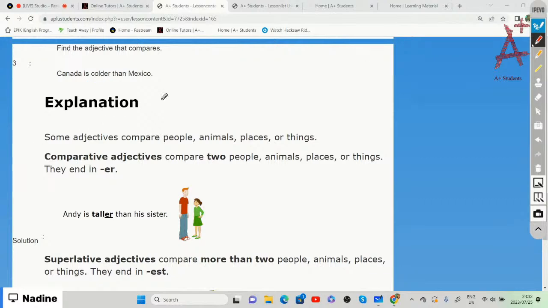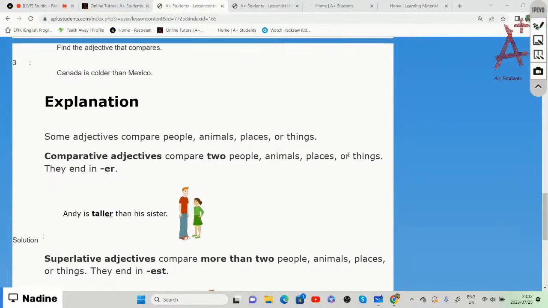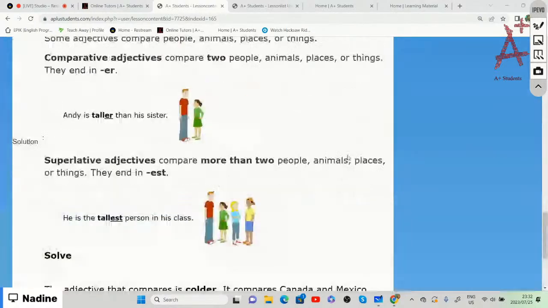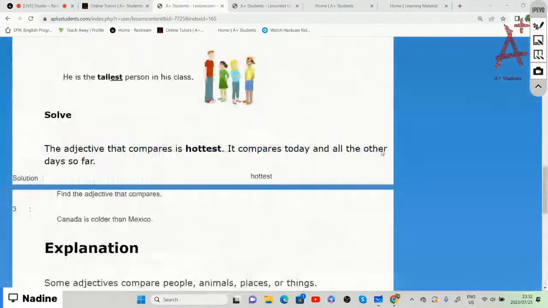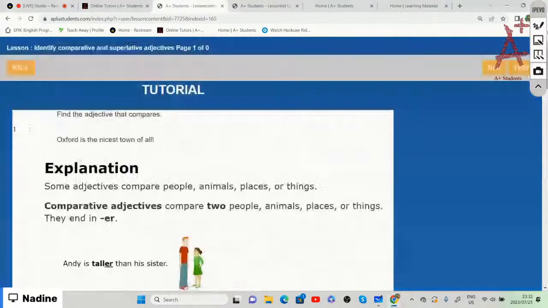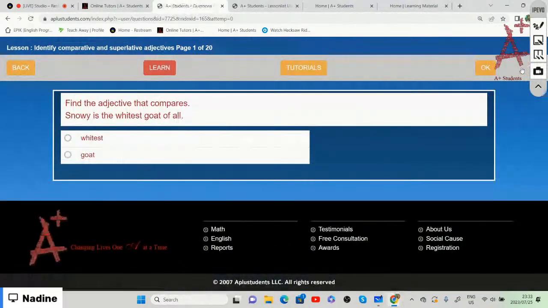Okay. And remember also, a comparative adjective ends in ER, whereas a superlative adjective ends in EST, right? All right, so now we're going to go to our test where we are going to identify comparative or superlative adjectives, right? So we are once again going to find the adjective that compares within the sentence.